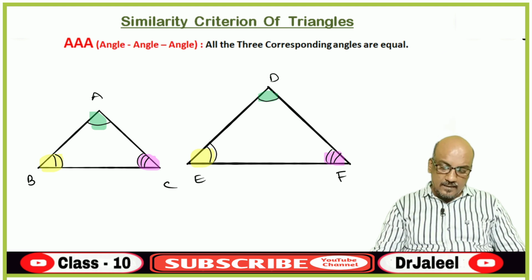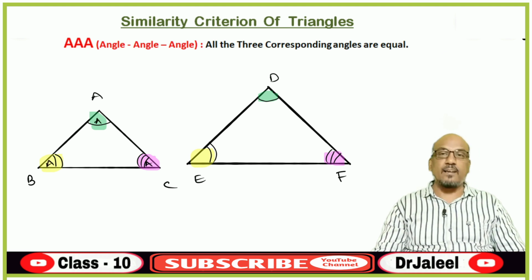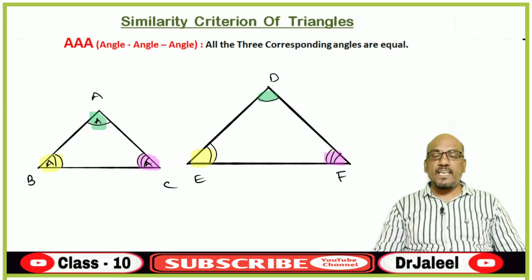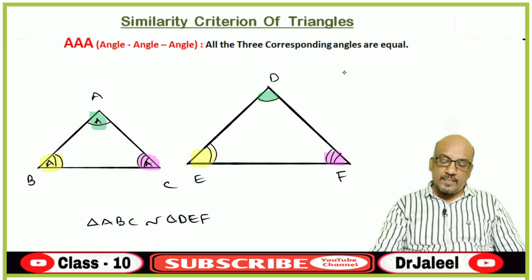Then it is angle similarity. When three angles of one triangle are equal to three corresponding angles of another triangle, then they both are similar. So you can mention it as triangle ABC is similar to triangle DEF. Here angle A is equal to angle D, angle B is equal to angle E, and angle C is equal to angle F.